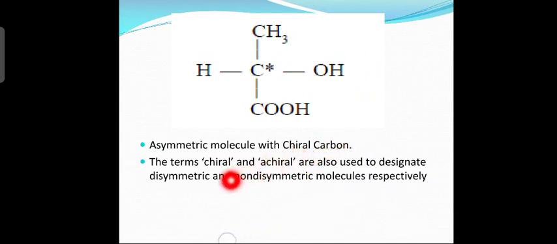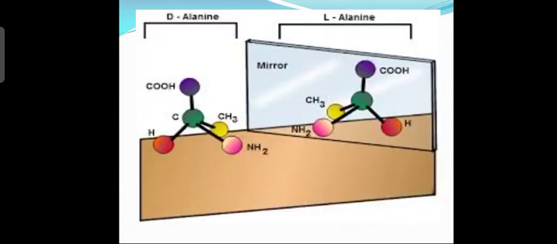The terms chiral and achiral are also used to designate dissymmetric and non-dissymmetric molecules respectively. Next slide. Here I have another example, D-alanine and L-alanine. D-alanine, and its mirror image is L-alanine, you can see.